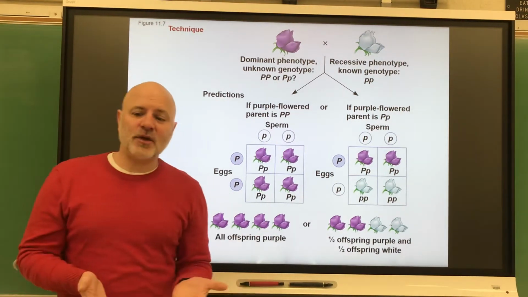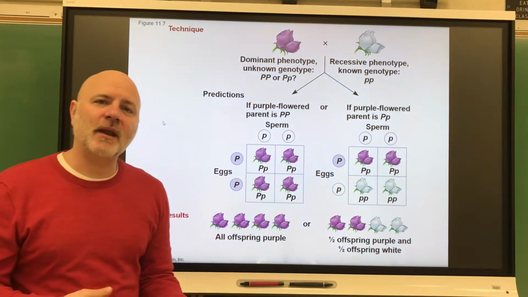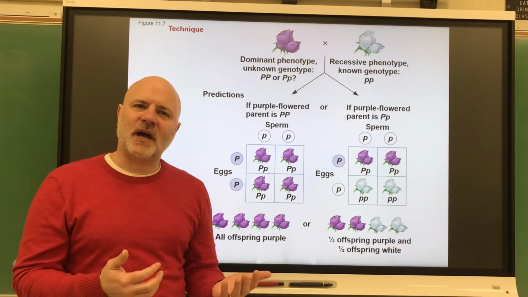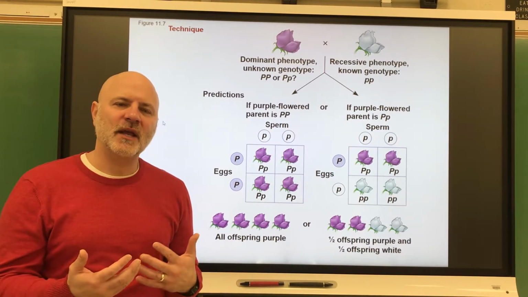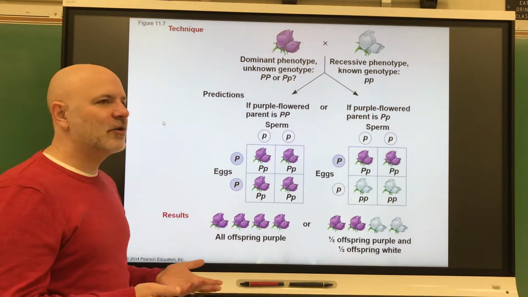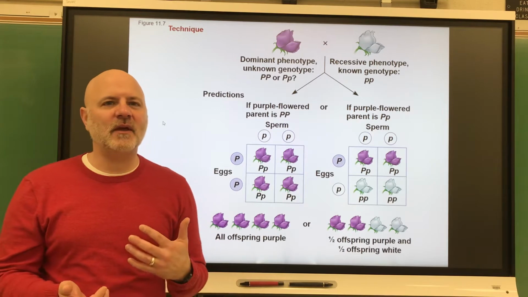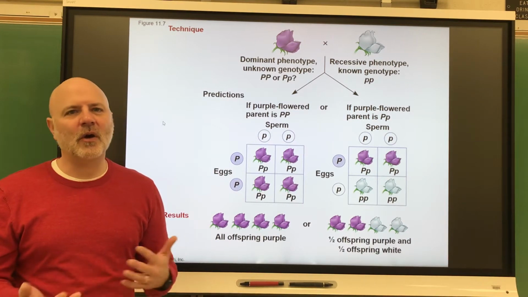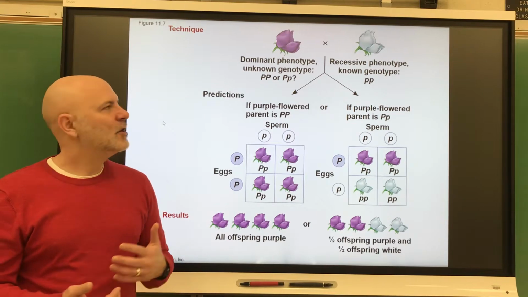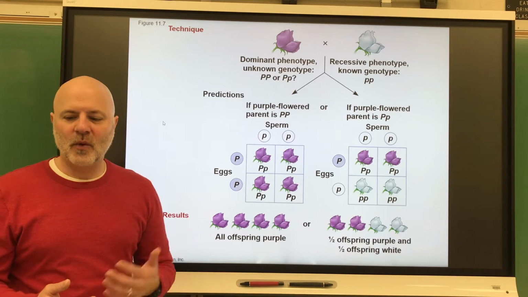Now, let's say you have an individual that is exhibiting a dominant trait, but you don't know if they're homozygous dominant or heterozygous, because you can't tell just by looking at somebody with the dominant trait if they are. So what you can do is what is known as a test cross. A test cross is used to determine if an individual with the dominant phenotype is homozygous dominant or heterozygous.